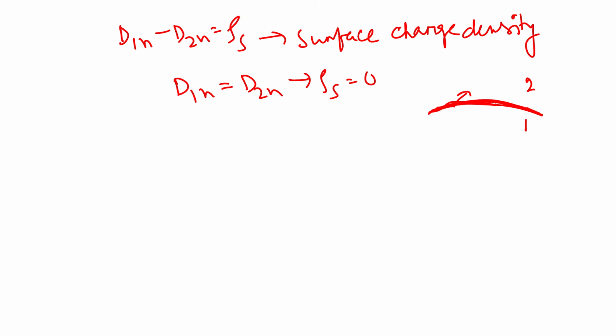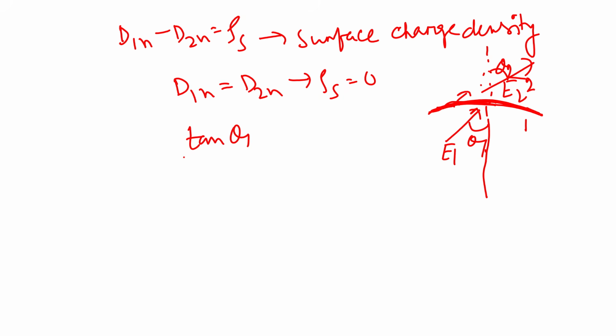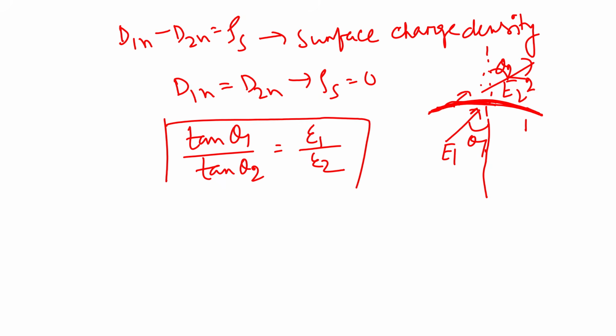Now if we assume that my E1 vector is making an angle theta 1 with the normal line, if I draw a perpendicular line like this, and my E2 vector is making an angle theta 2, I can also prove that tan theta 1 divided by tan theta 2 will be equal to epsilon 1 by epsilon 2. This is a form of expression which satisfies the law of refraction.